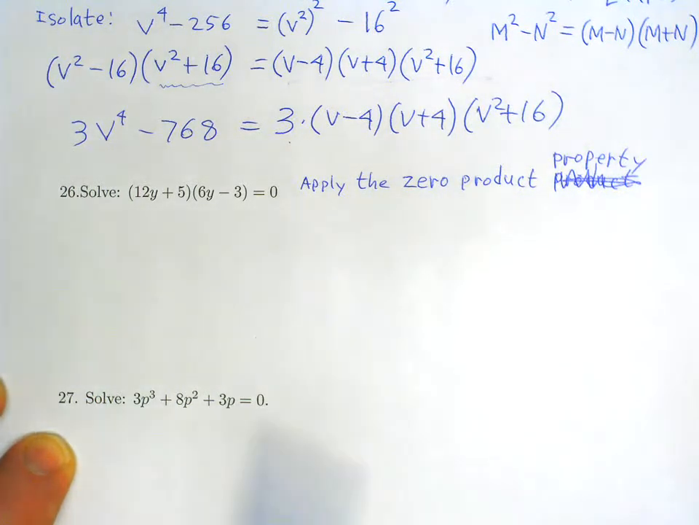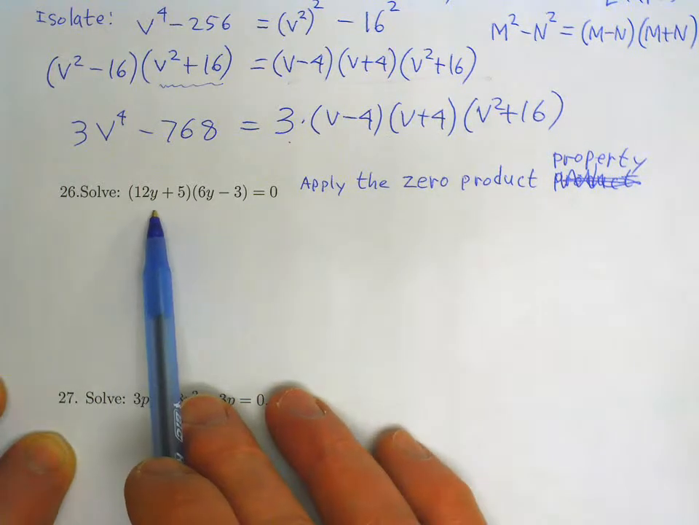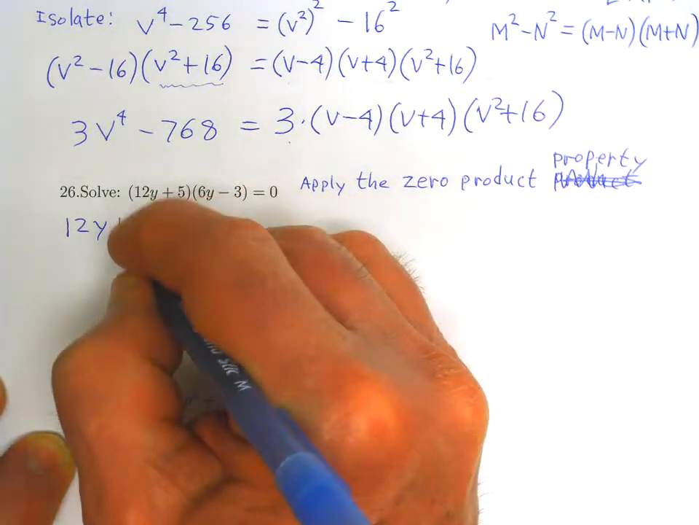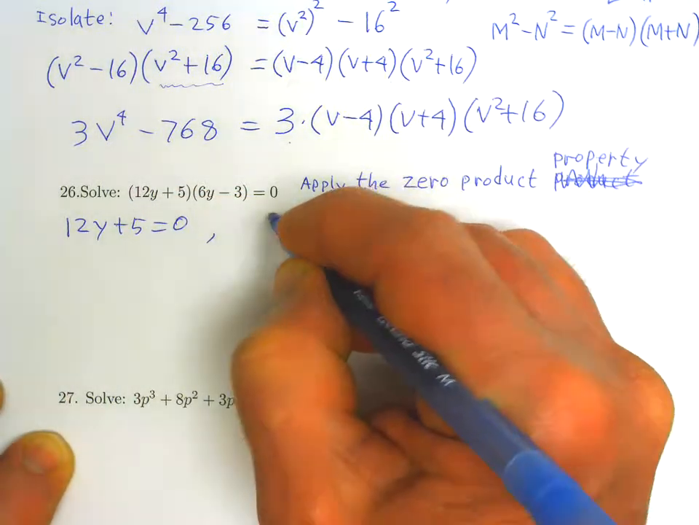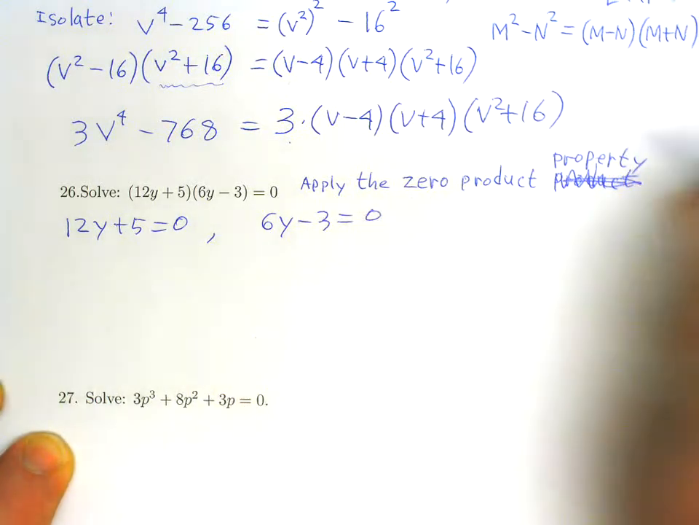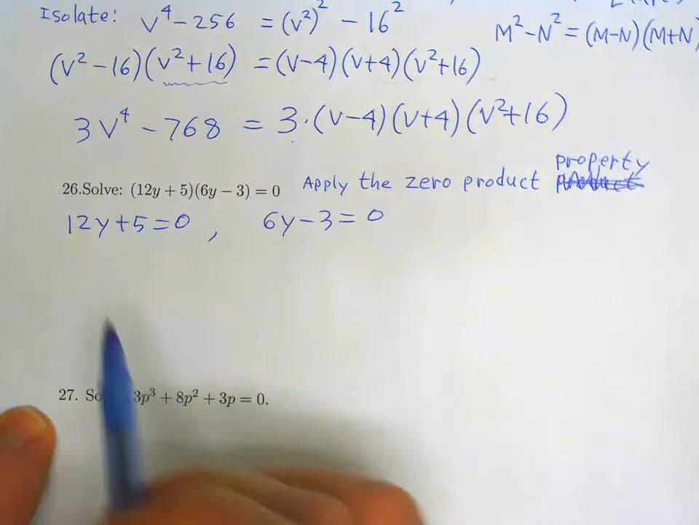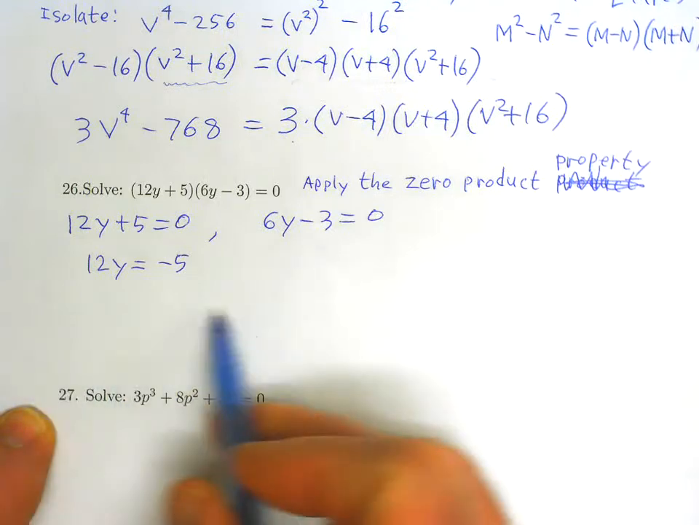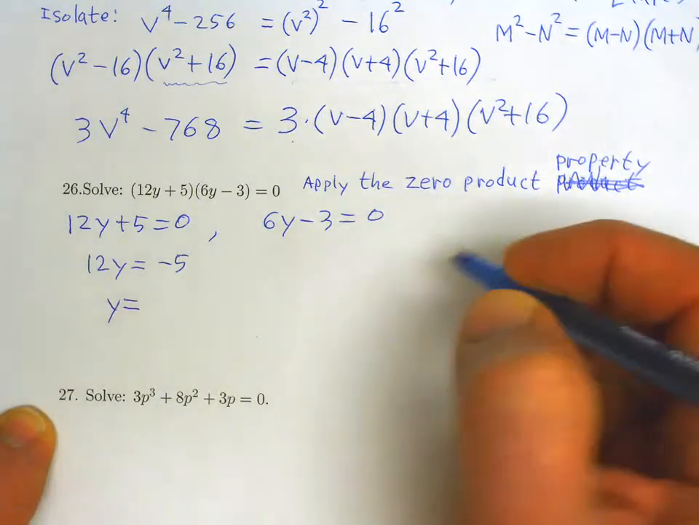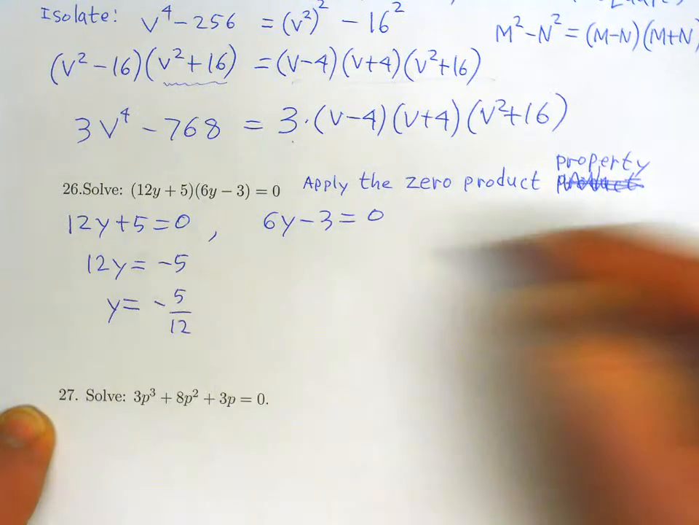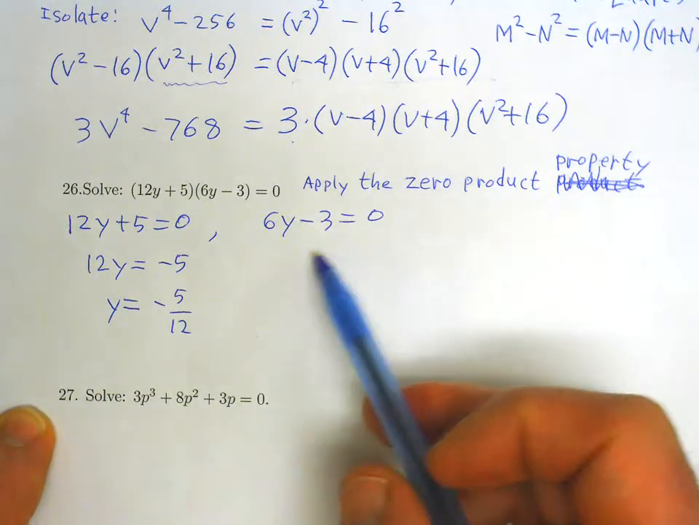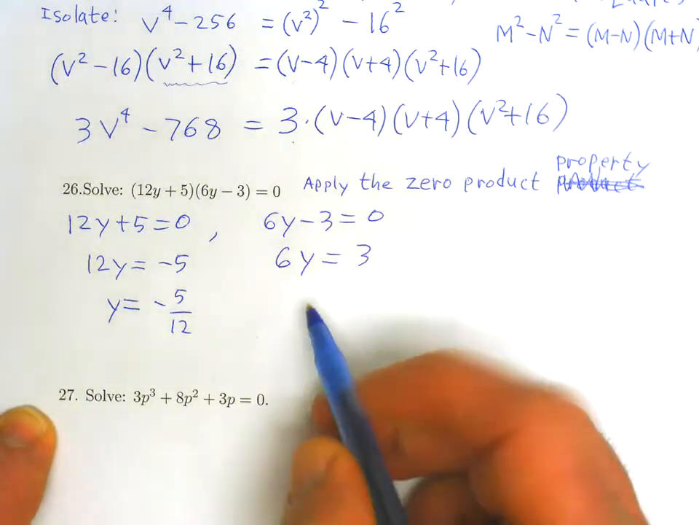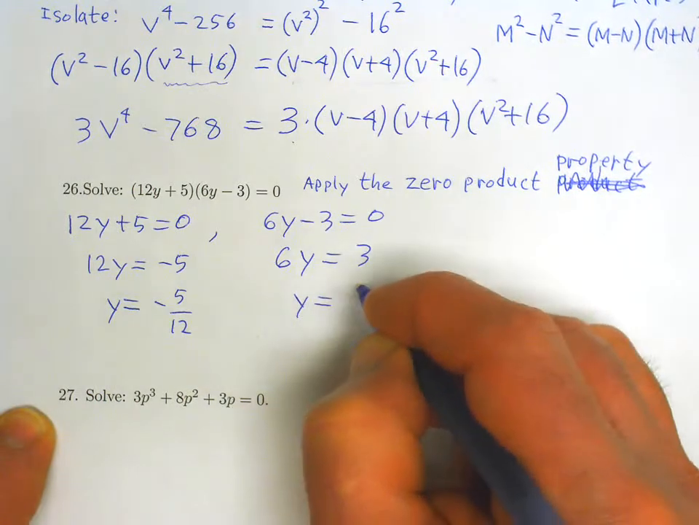Apply the zero product property. Okay, if the product of two factors is 0, then to find the solutions, we set each factor equal to 0. And then we solve each of those equations to find the solutions. If 12y plus 5 is 0, then 12y is negative 5, and then divide both sides by 12. One solution is y equals negative 5/12. To find the other solution, if 6y minus 3 is 0, add 3, 6y is 3, and then divide both sides by 6, y equals 1/2.